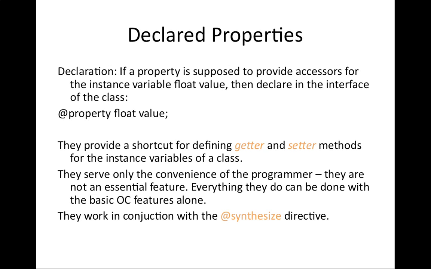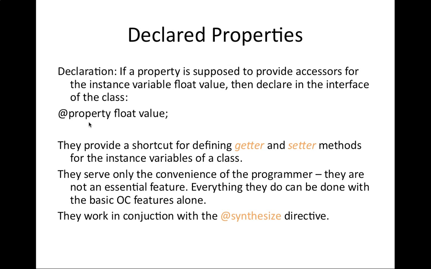So declaration. If a property is supposed to provide accessors for the instance variables, for example, float value, we declare it in the interface of the class. As an example, if I said property float value, I could declare this property. What's a property? Well, I just went over this, but I'm going to hit this in a different way, because this is a declared property that's part of the protocol of the object. So the word property is implementing.